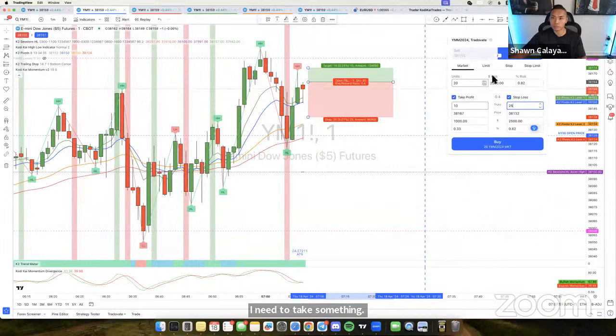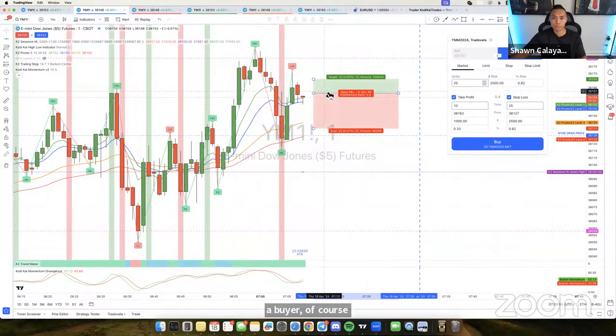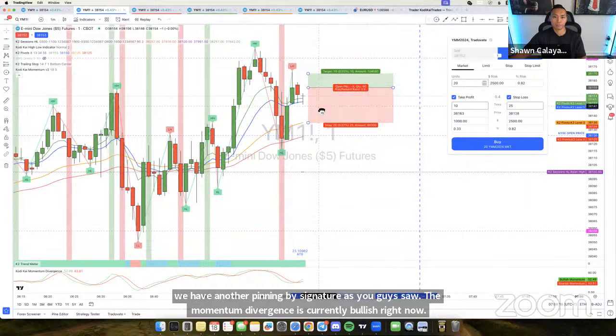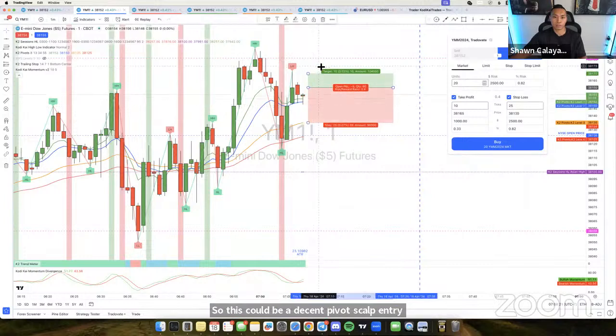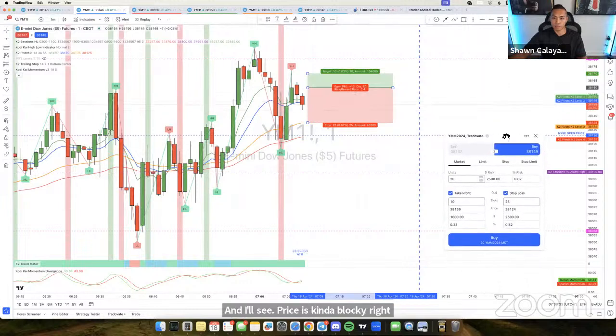All right, I just got my window set up right there, just in case something comes up, because we're going to be looking for a buy here, of course. So we have another pending buy signal here, as you guys saw. The momentum divergence is currently bullish right now, so this could be a decent pivot scalp entry if it does come up. We just got to make sure it doesn't get too close to opening price right there. And we'll see. Price is kind of blocky right here, as you guys can see. It's kind of just bouncing around.